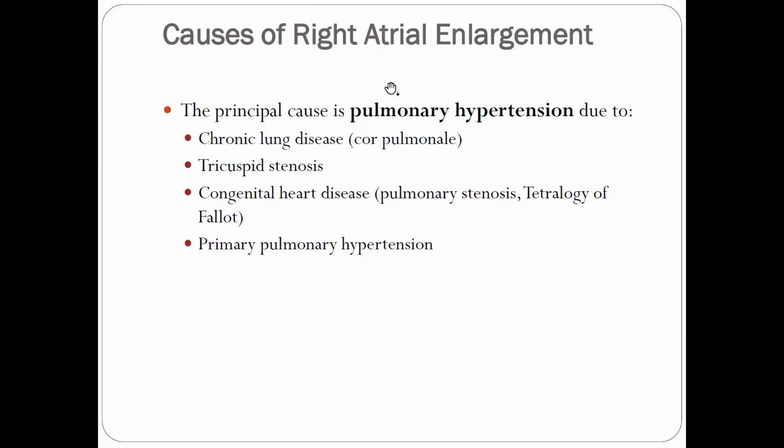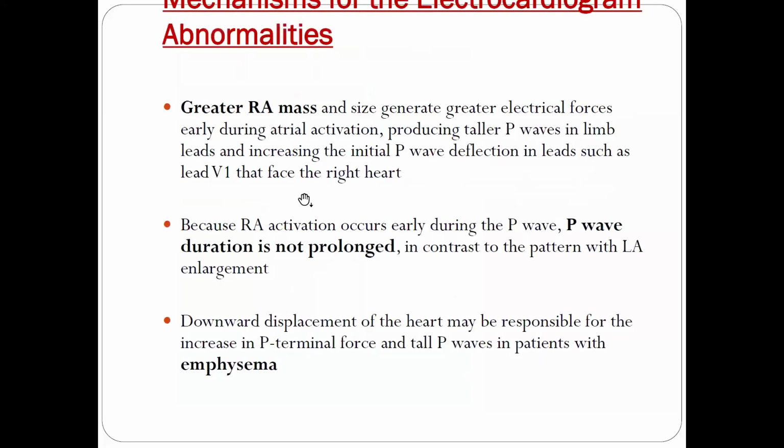So what are the causes of right atrial enlargement? It is primarily due to pulmonary hypertension and chronic lung disease, tricuspid stenosis, congenital heart disease, and primary pulmonary hypertension. So, what is the mechanism which is responsible?